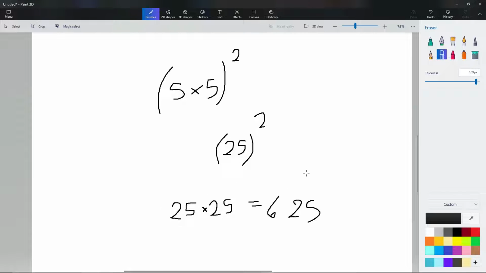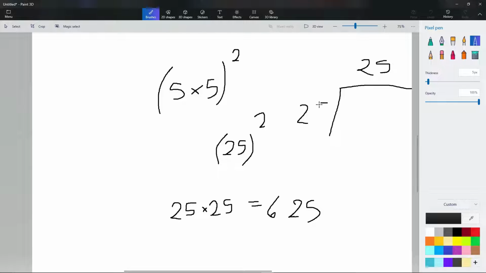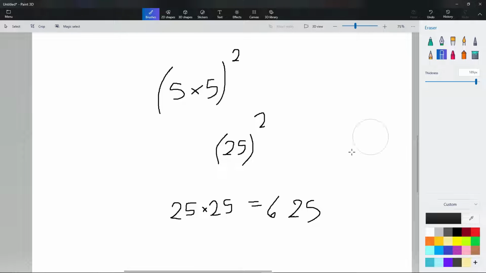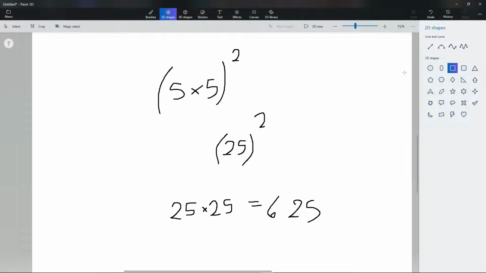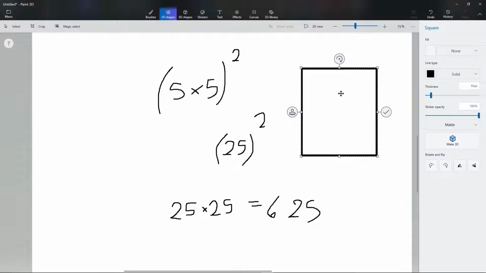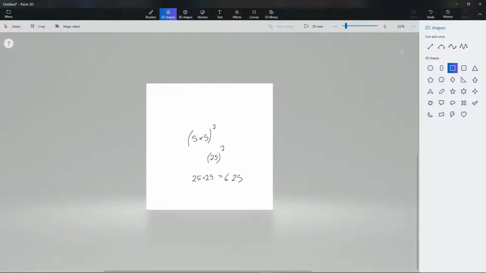This is all arranged by a length and height of 25. This is a perfect square. It'll be a perfect square. It always will be. I mean, I draw it terribly, but I have the shape tool here. Why don't I just do it like this? That's not a perfect square.